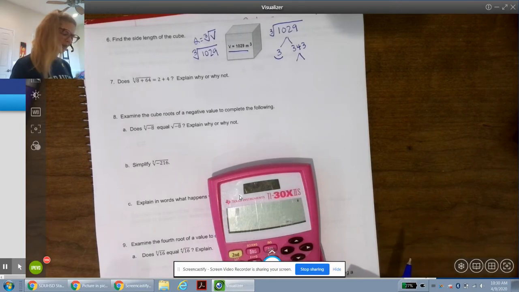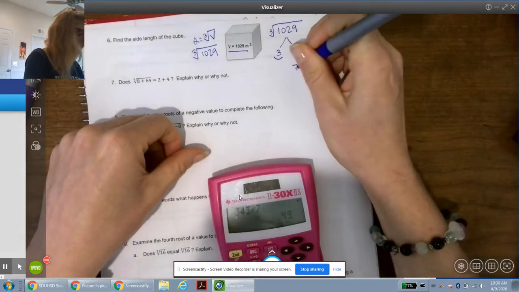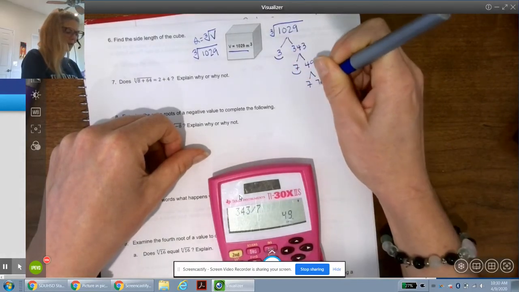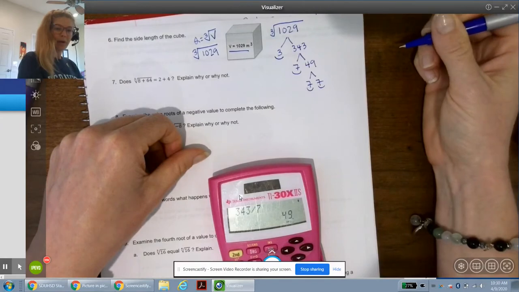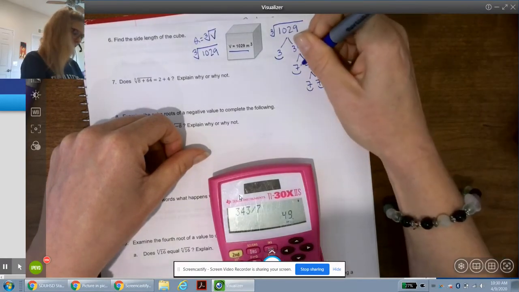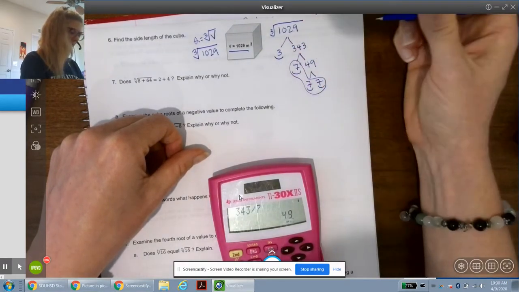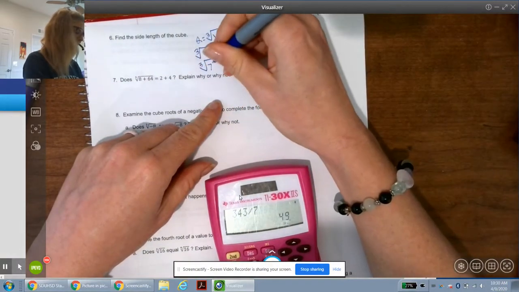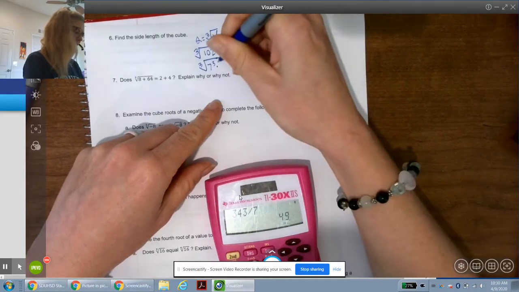How about 7? Will 7 work? 343. Oh, 49. Good. 7 and 49. 49 is 7 and 7. Remember, we want to pick up triples off of our tree. So we can say this is the cube root of 7 cubed times 3.